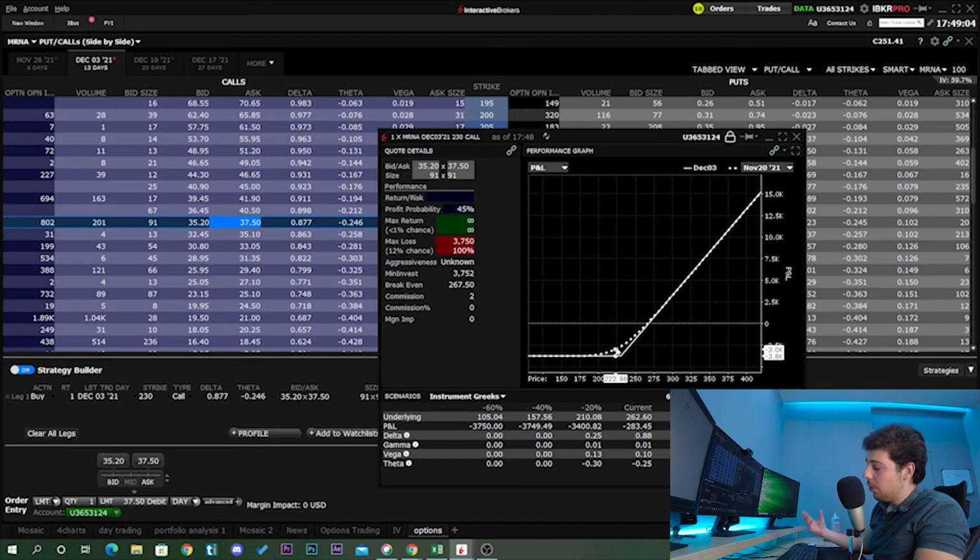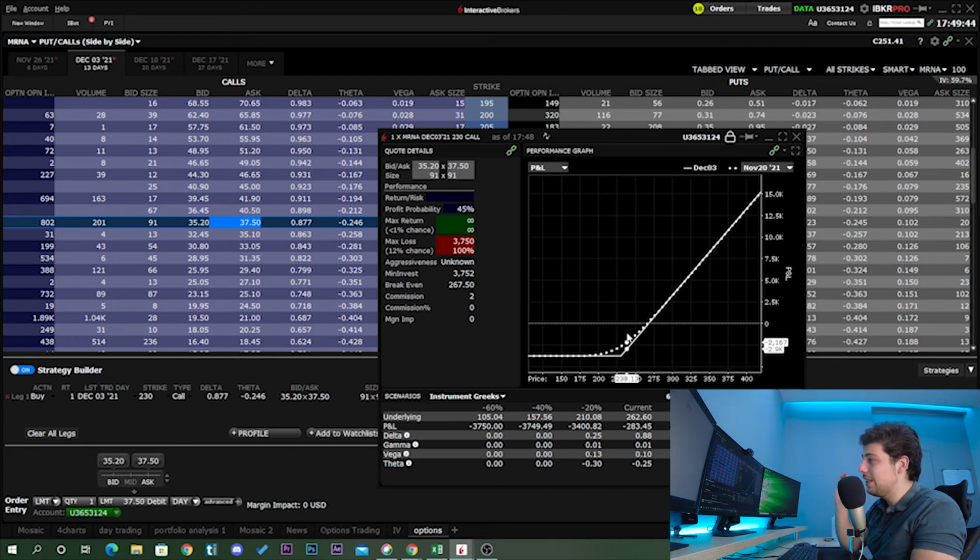Now we all know when we buy a call contract, your maximum profit potential is infinite and your maximum loss is the amount of premium you paid for. In this case, your maximum loss is $3,700. Some people may think that that's a lot of money. I don't want to risk that much. So in this case, you can do a bull call.